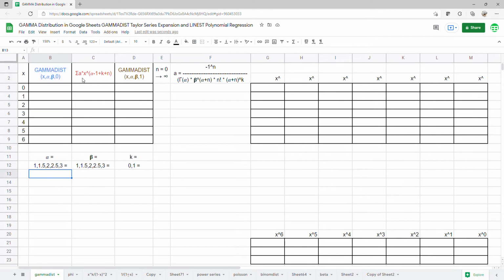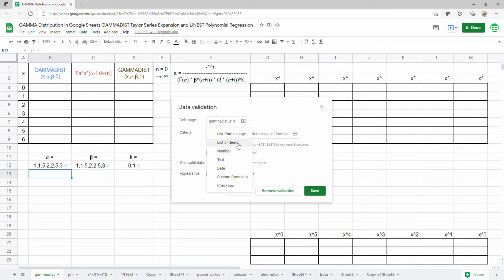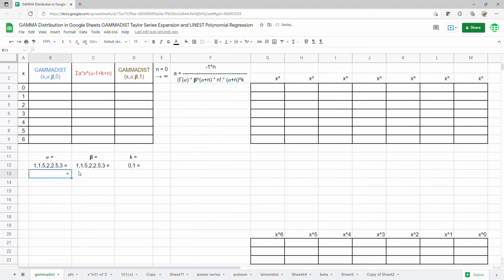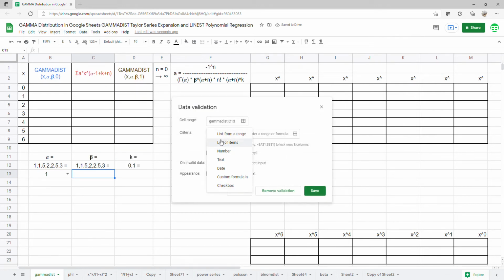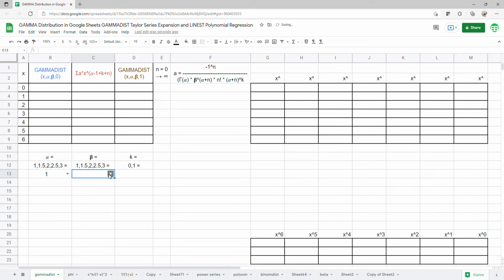The value of alpha will be data validation, list of items, or values of alpha from 1 to 3. We can start with 1. And the value beta, also data validation, list of items from 1 to 3, and save. We can start with 1.